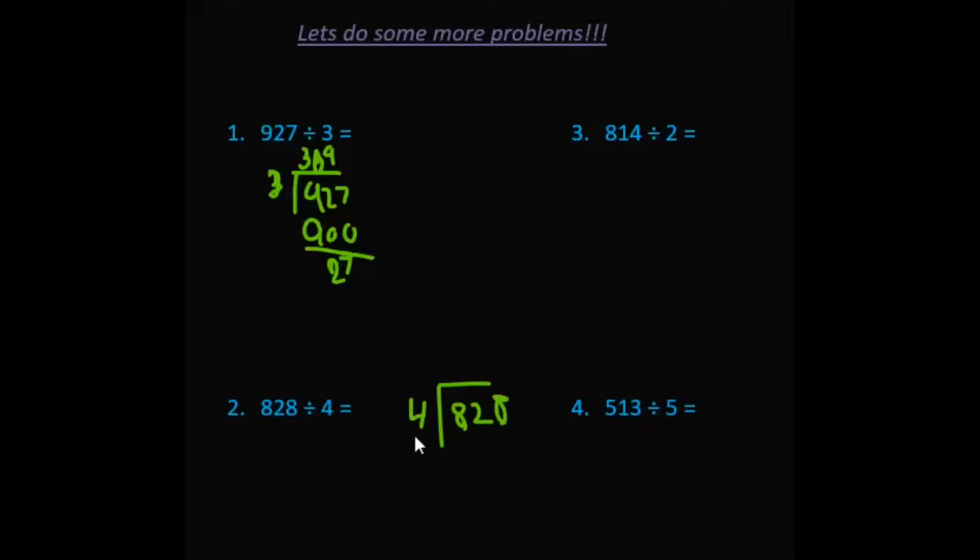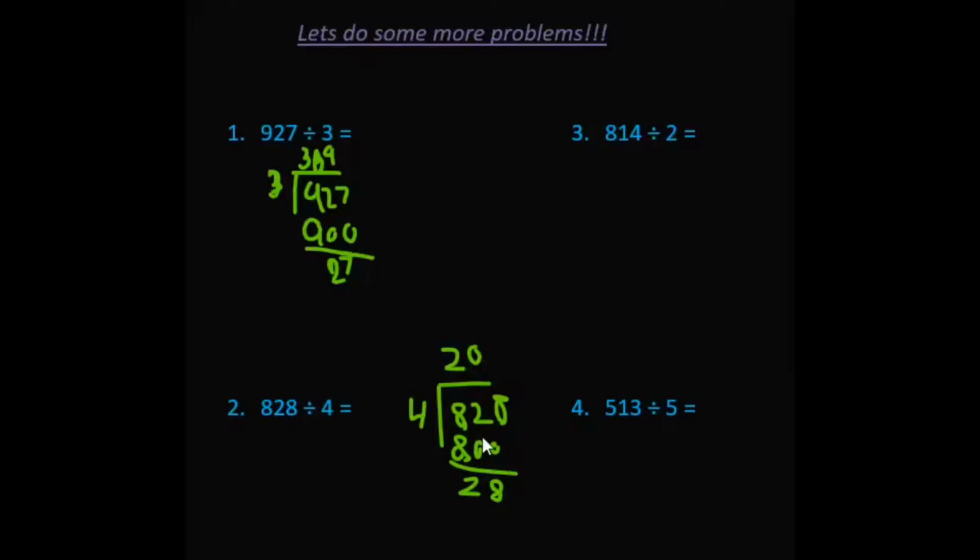Okay, so now 4 goes into 8 how many times? 2 times. Okay, so now let's write down 800 and subtract 28 from 8. 828. Okay, I mean, just do 828 minus 800. So 28 right here.